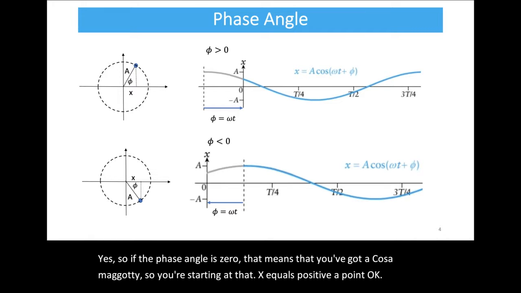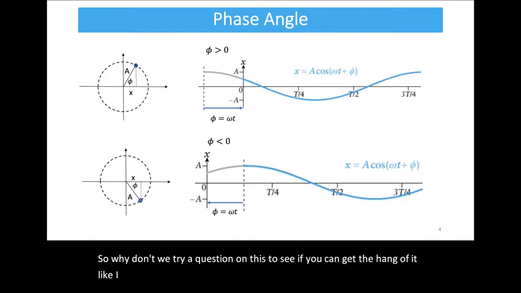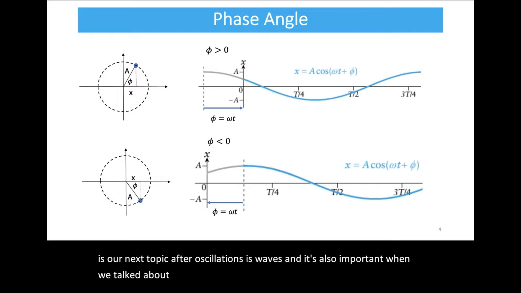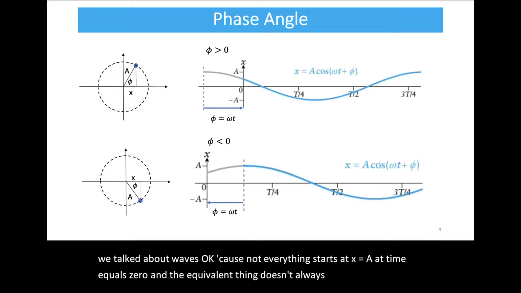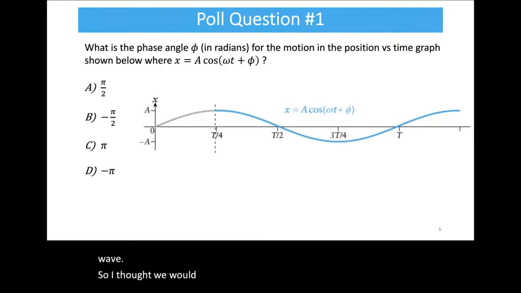So why don't we try a question on this to see if you can get the hang of it. Like I said, phase angle is a bit confusing, but the reason I want to go over it is that our next topic after oscillations is waves, and it's also important when we talk about waves, because not everything starts at x equals a at time equals 0, and the equivalent thing doesn't always happen for a wave. So I thought we would try a question. Let me set this poll up.